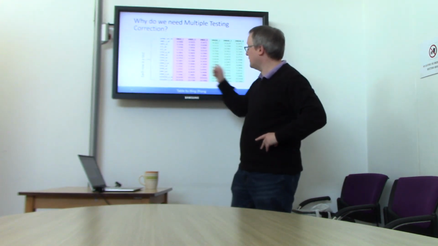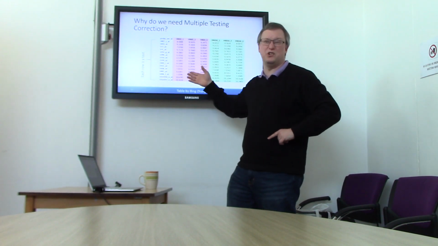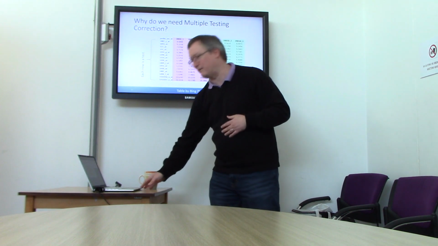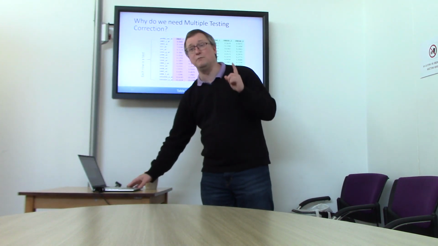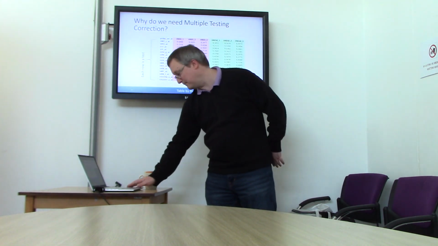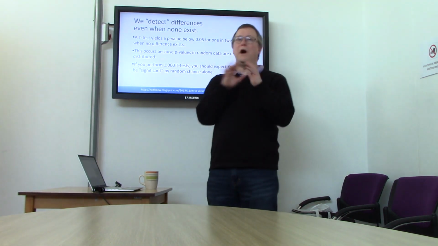Here, however, we actually have continuously distributed data. We could use a T-test. We don't have to do all that generalized linear model stuff here. But still, we need multiple testing correction because each row has its very own test. So why do we need it?